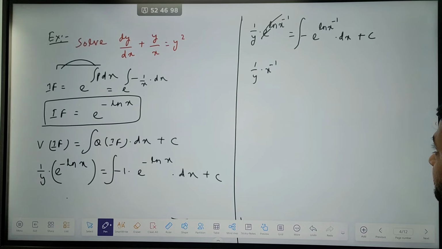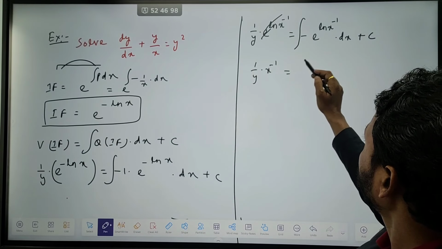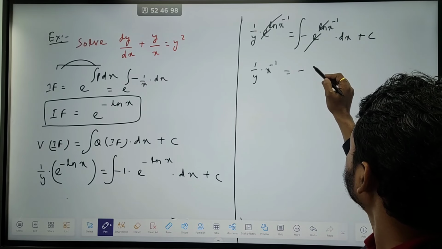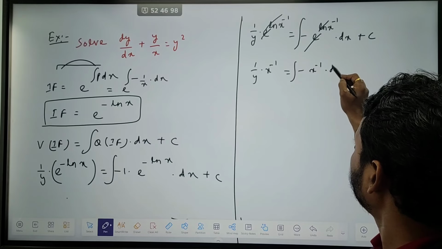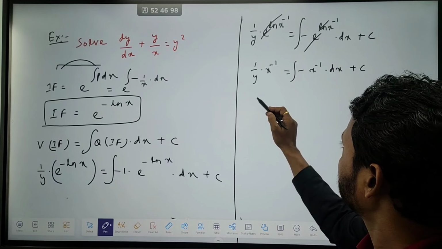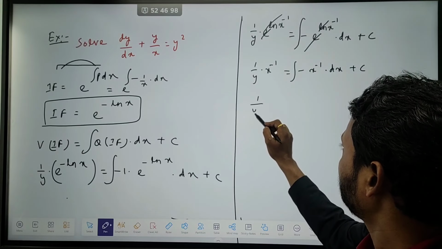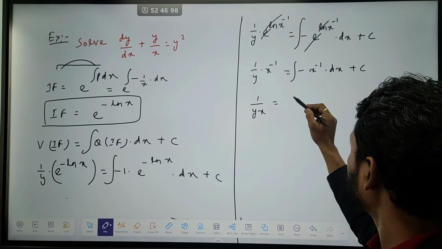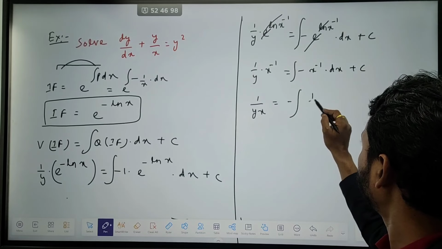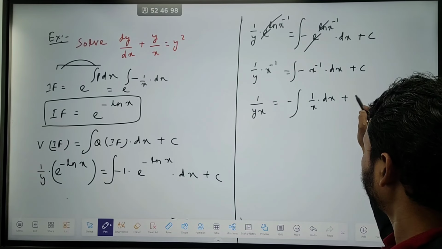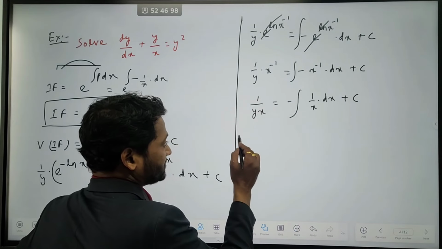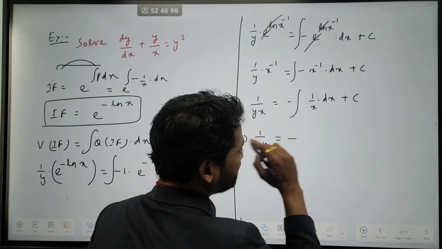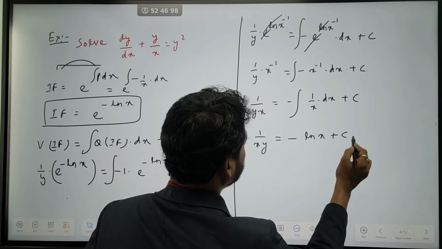Clear? Then here ln and e will be cancelled. So minus x to the power minus 1 integration into dx plus c. Okay, so I can write it as 1 by y into x, 1 by xy. So in the integration I can take minus common, so 1 by x into dx integration plus c. So 1 by xy is equal to minus integration of 1 by x dx, which is ln x plus c.